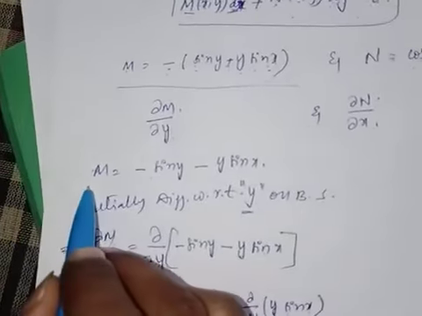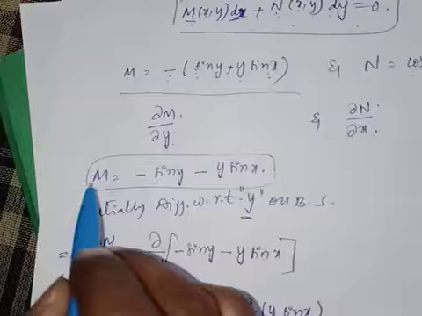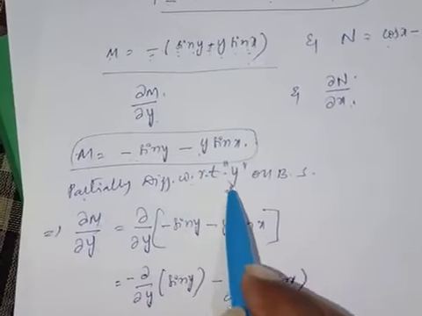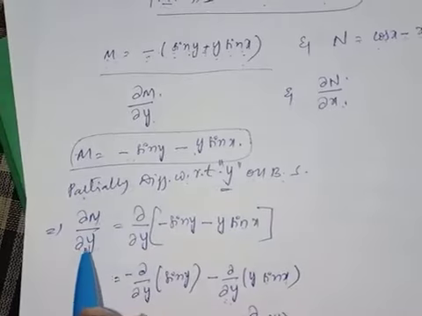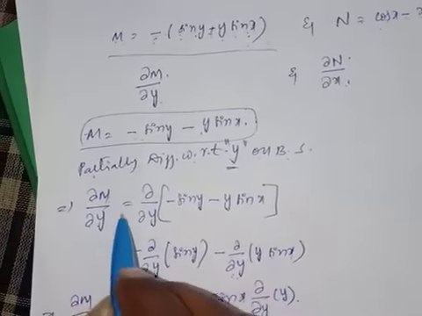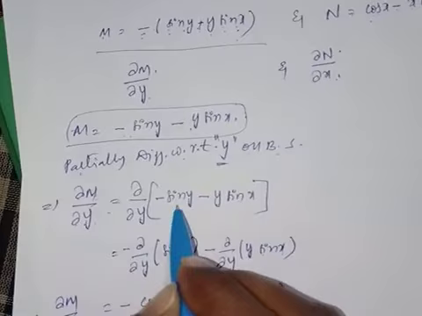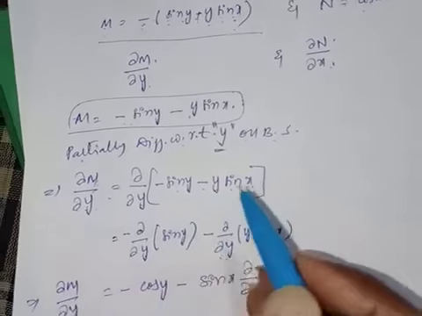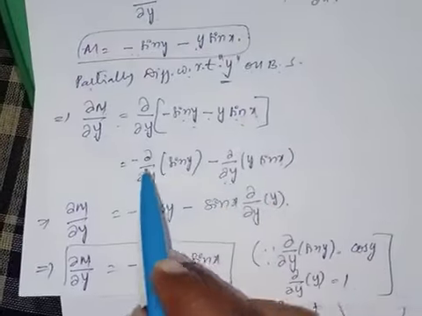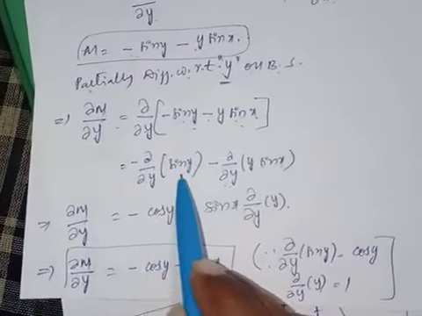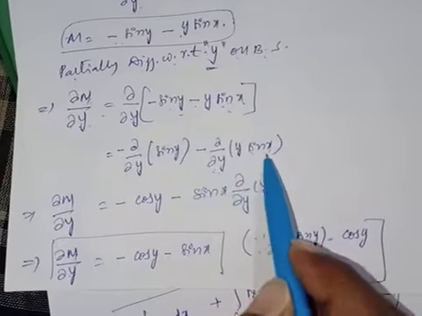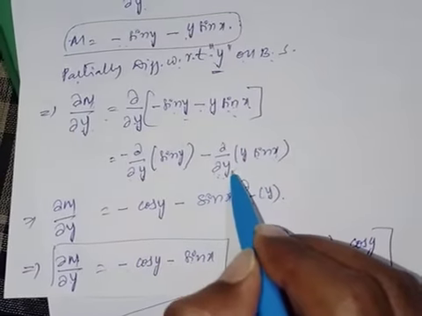First of all, write down the m value. The m value is multiplied with the minus, so partially differentiate with respect to y on both sides. Del m by del y is equal to del by del y of negative sin y minus y sin x. Split the partial differentiation: negative of del by del y of sin y minus del by del y of y sin x. This is partial differentiation.